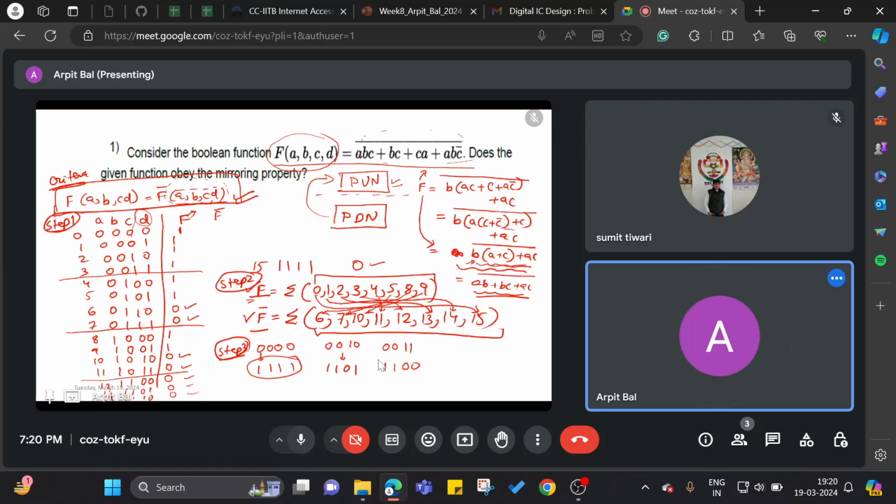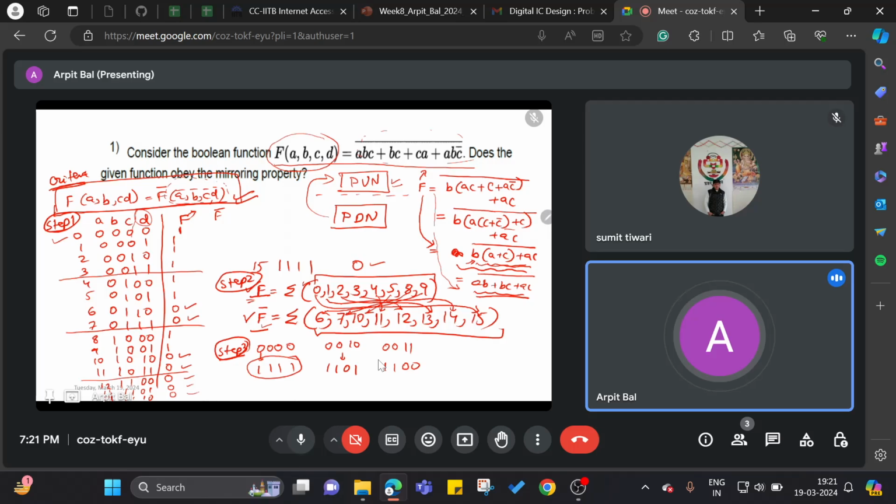The first step is to simplify this function as much as possible, and we arrive at this equation, (AB + BC + AC) whole bar. Then we construct the truth table. After constructing the truth table, we see at what positions f becomes 1, and based on that we write the equation for f in terms of the min terms. Similarly, we do the same thing for f bar: you just need to see at what locations f becomes 0, and that you can write as the equation.